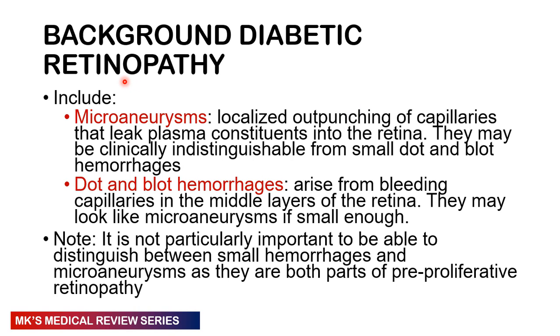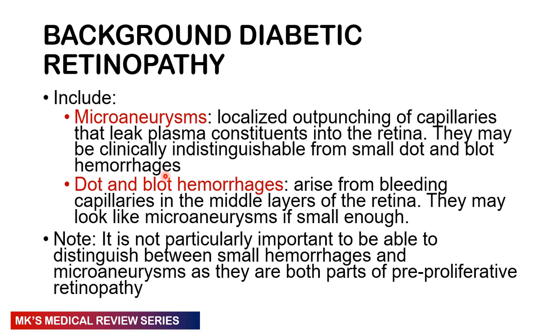So here you have predominantly your microaneurysms, and you have your dot and blot hemorrhages. So what are these microaneurysms? These are just pretty much the localized outpouchings of the capillary that leak plasma constituents into the retina. They are very clinically indistinguishable from the small dot and blot hemorrhages. Like I said earlier on, it's very hard to actually distinguish between the microaneurysms and the dot and blot hemorrhages because they appear as red dots.